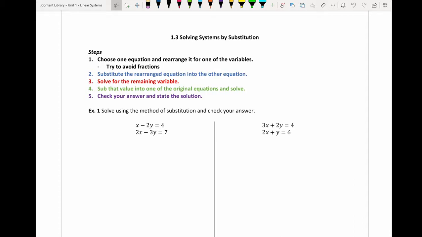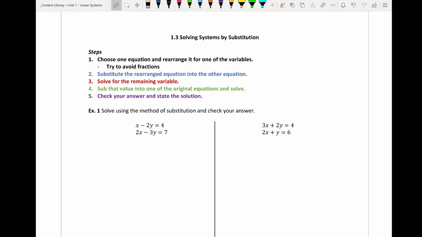Now, it may be tedious to draw a graph, or the equations that we're given may not be in y equals mx plus b form, so it may be difficult to rearrange them to graph. So instead of doing that, we do have another method in order to solve a linear system, and that's substitution.